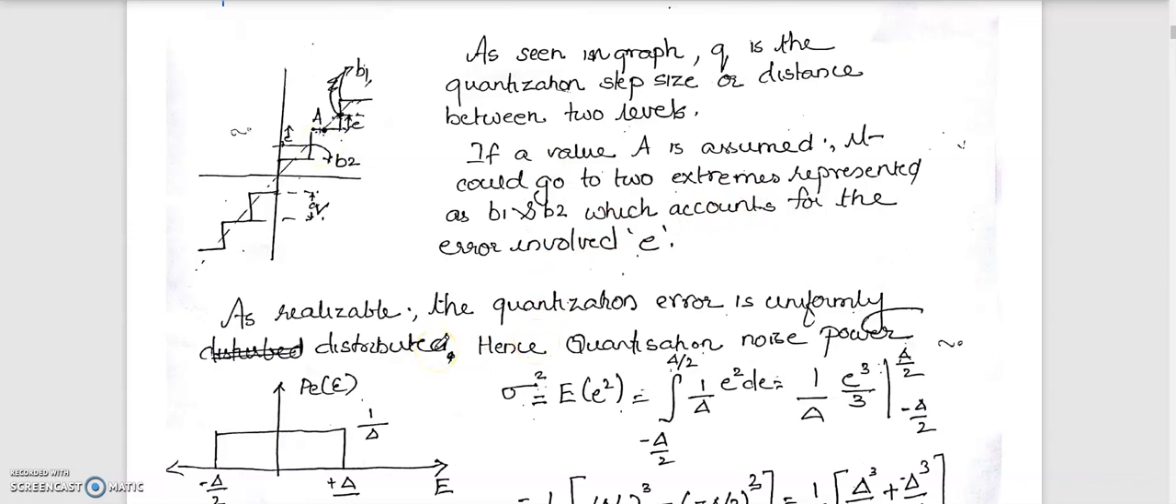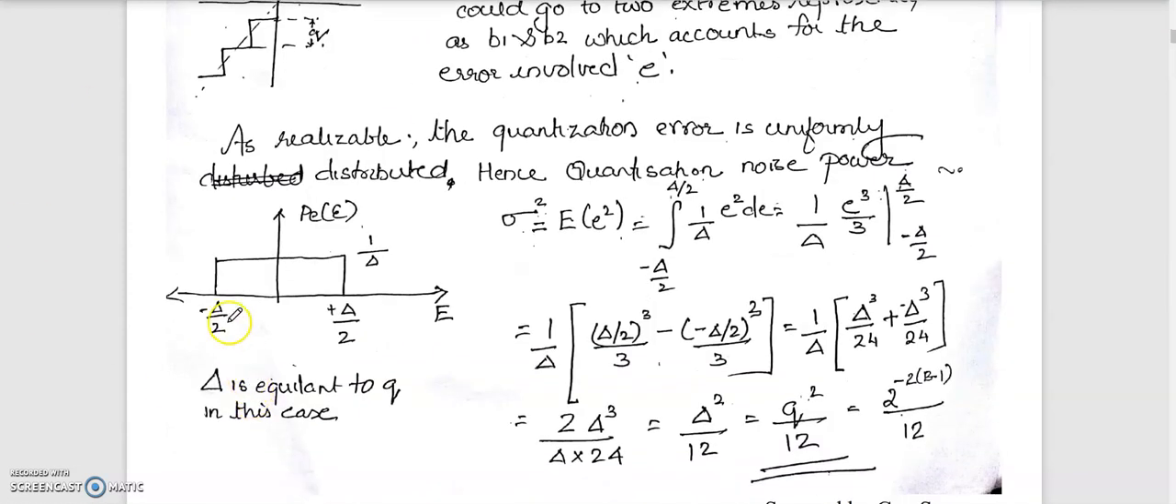Now the error e is expected to lie between the step size. So we divide that step size into this range of minus delta by 2 and plus delta by 2. In this case, delta is equivalent to q, and you can see that this will be plus q by 2 and this will be minus q by 2. So if you consider the difference between them, it is q by 2 minus of minus q by 2, implying the space is q.